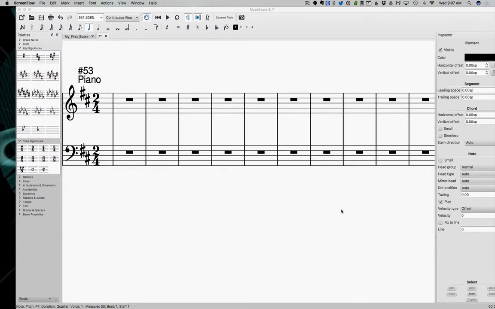So first, let's start with a perfect authentic cadence. Now we remember what that is. That is a 5-1 cadence. So we would use this at the end of a phrase. If we're thinking of that tonic, dominant, tonic phrasing, this would be at the end of that second tonic.